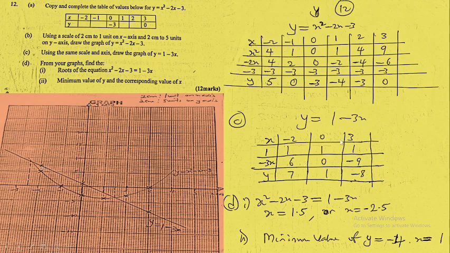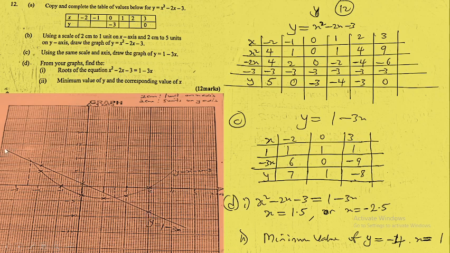Then our x is 0, our y is 1. So y is 1 here, and x is 0 here. And our x is 3, our y is minus 8. So minus 8 is here.